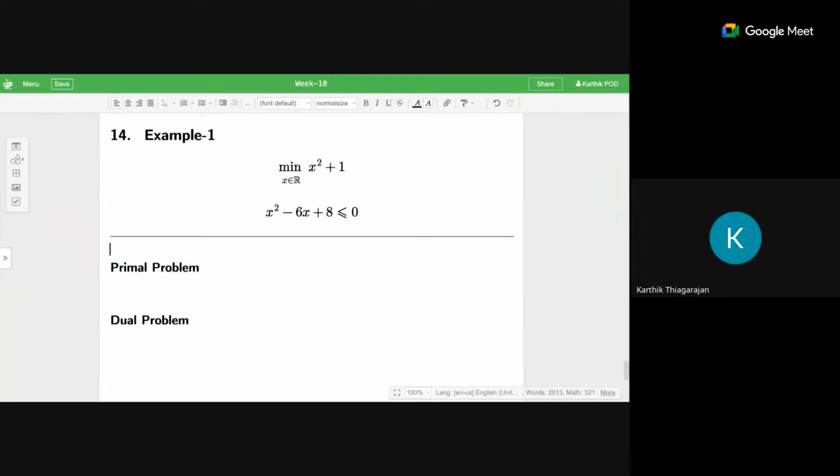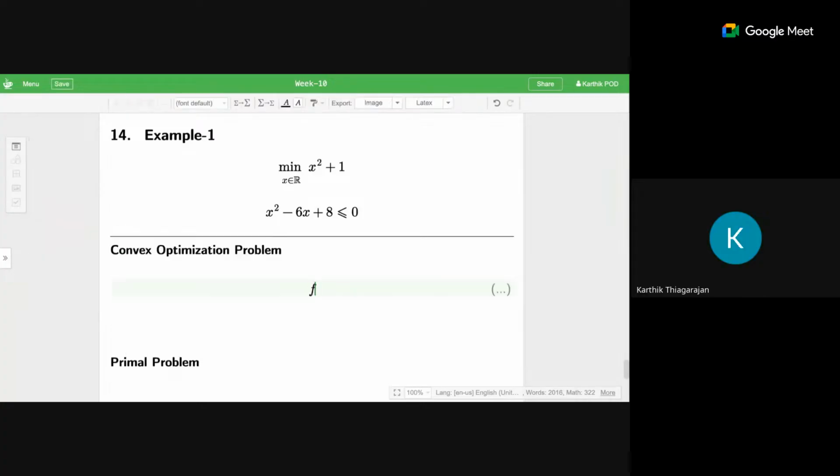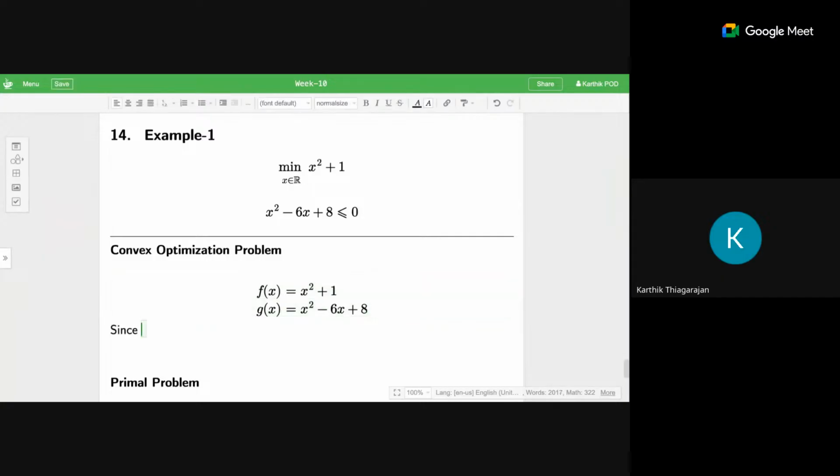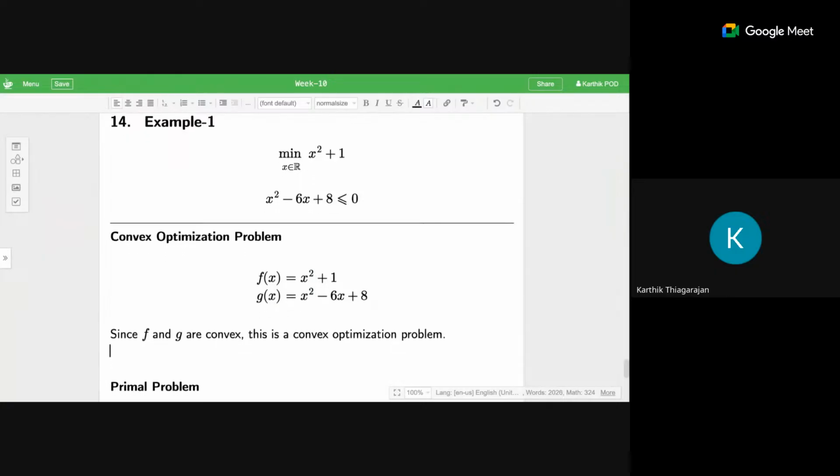So first of all, is it a convex optimization problem? That's the first question to ask. So is it convex or not? Yes, because both the functions are convex. So let's first name these functions. f of x equal to x square plus 1, this is convex, and g of x equal to x square minus 6x plus 8. This is also convex. Okay, so since f and g are convex, this is a convex optimization problem. So that is done.